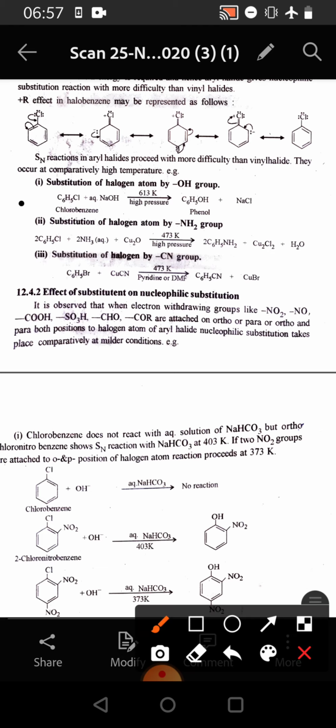For example, substitution of the halogen atom by an OH group: C6H5Cl reacts with aqueous NaOH at 623 Kelvin at high pressure to give phenol. It reacts with aqueous ammonia in the presence of Cu2O at 473 Kelvin at high pressure to give aniline. And bromobenzene reacts with CuCN at 473 Kelvin in the presence of pyridine or DMF to give C6H5CN.